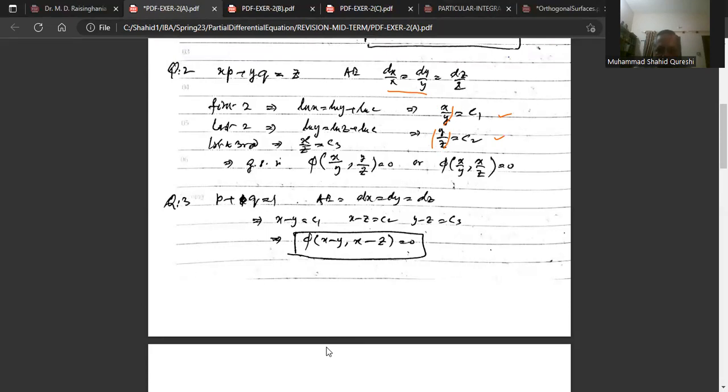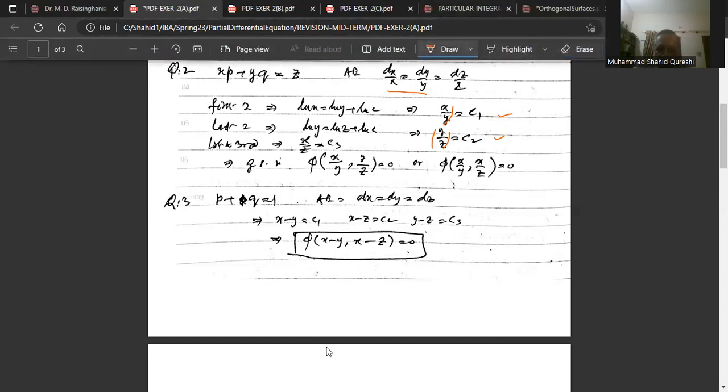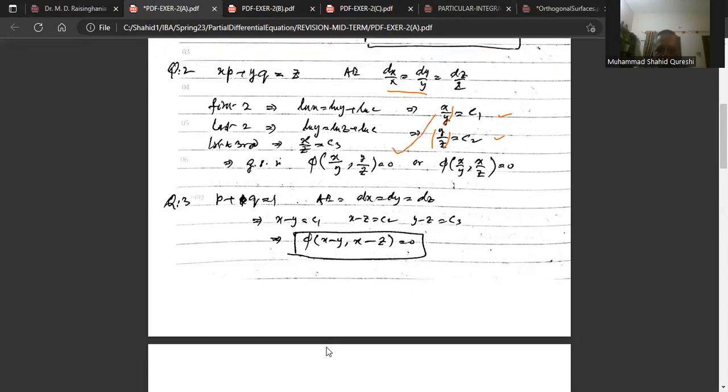one function is this that comes here, not necessarily in the same sequence. A very simple situation, p plus q is equal to 1. Auxiliary equations: dx upon 1, dy upon 1, dz upon 1. So we will obtain one solution from one pair and another solution from another pair.